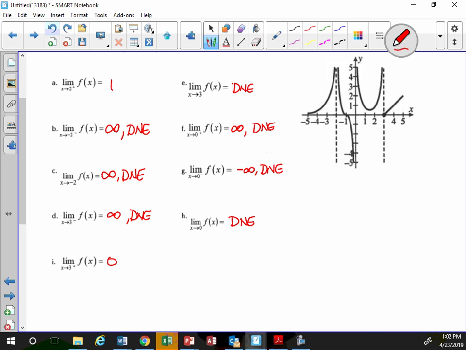Why is E infinity again? E as x approaches 3? That just does not exist. No, but why is it infinity? What number? You said letter E. Letter D. That says as it approaches 3 from the left. Negatives are tiny.